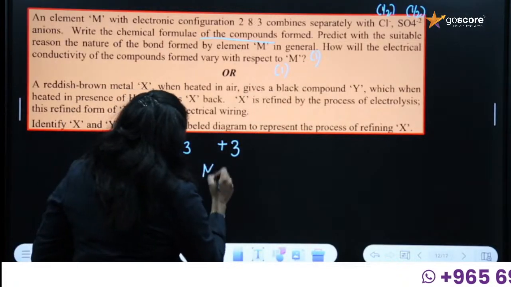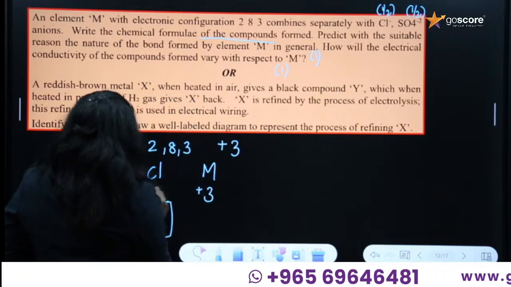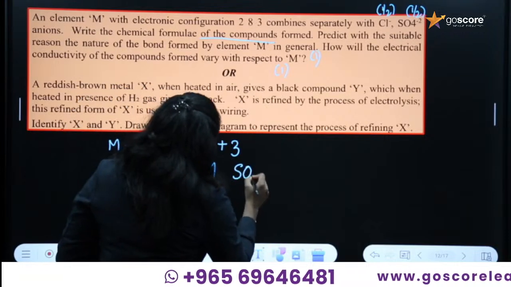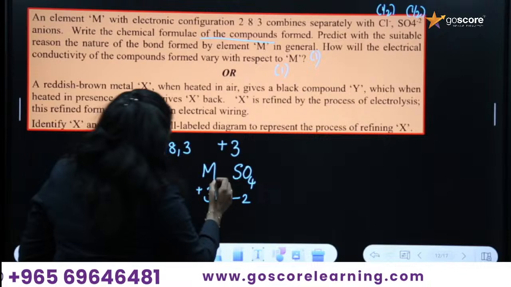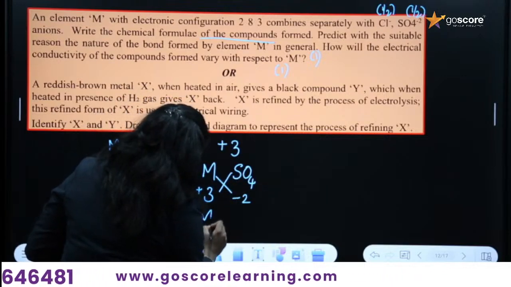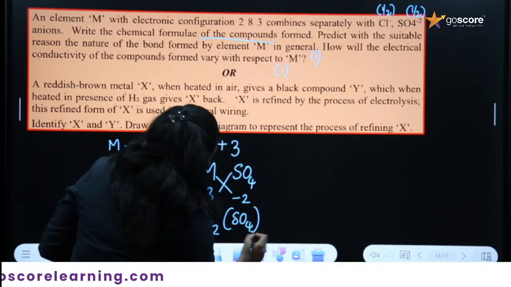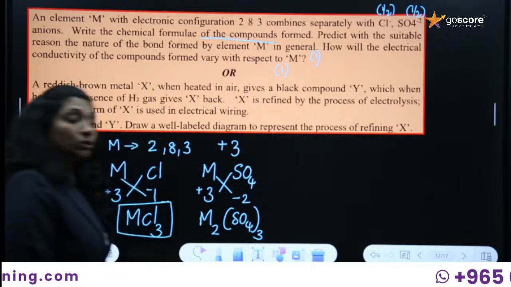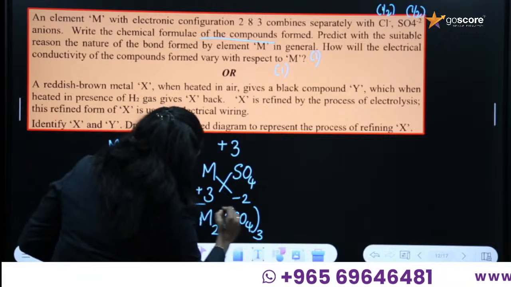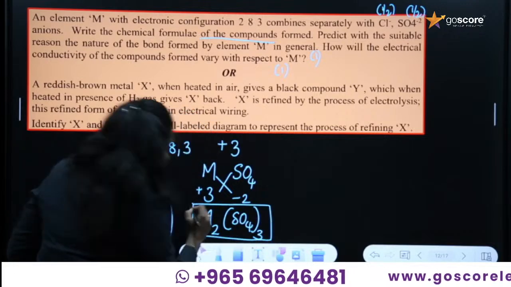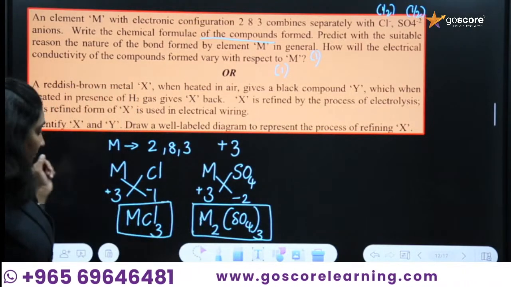And when M with valency plus 3 combines with the sulfate ion, which has valency minus 2, right? When you cross it, it will be M2. As it is a polyatomic ion, you have to put it in brackets: M2(SO4)3. So this is the chemical formula of the compound formed when the metal M combines with a sulfate ion. Okay. That's it.